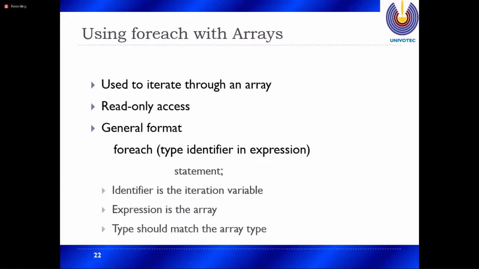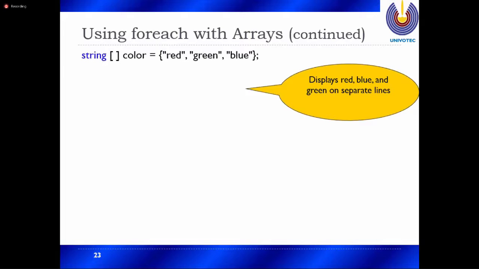The type should match the array type. Here, string color is red, green, blue. Then for each string val in color, it takes each item. It is a foreach. How many colors are there? Three, so it repeats this task three times.